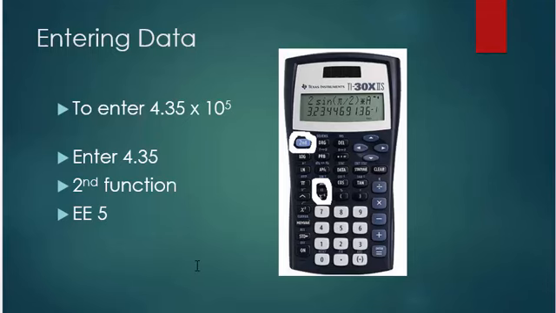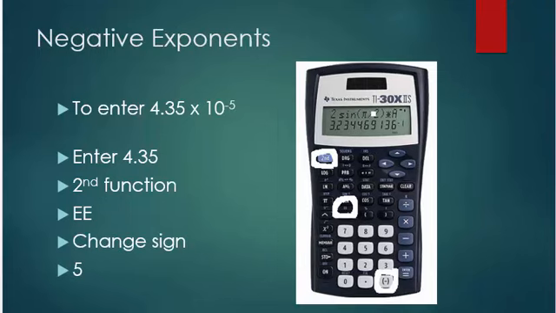So to reiterate this, when we are using the EE key to express scientific notation powers, we never hit times. We just enter the decimal part, in this case 4.35, second function EE, and then the power, which in this case is 5. Now, if we're going to enter a negative exponent, let's look at how we handle that, and let's look at 4.35 times 10 to the negative 5.